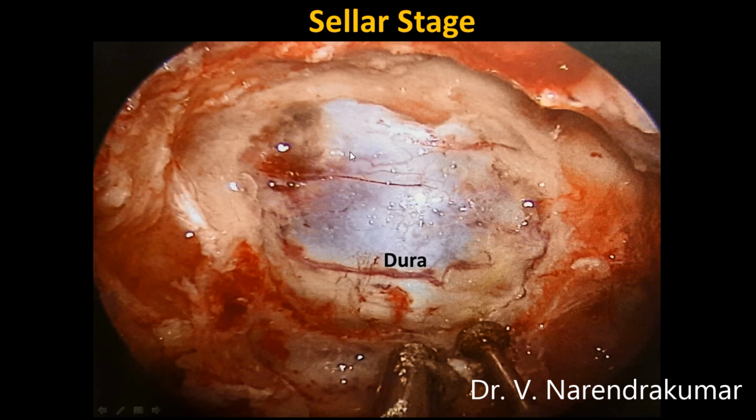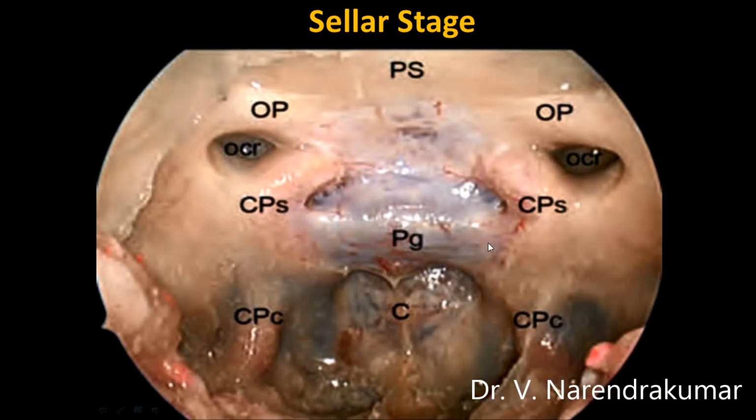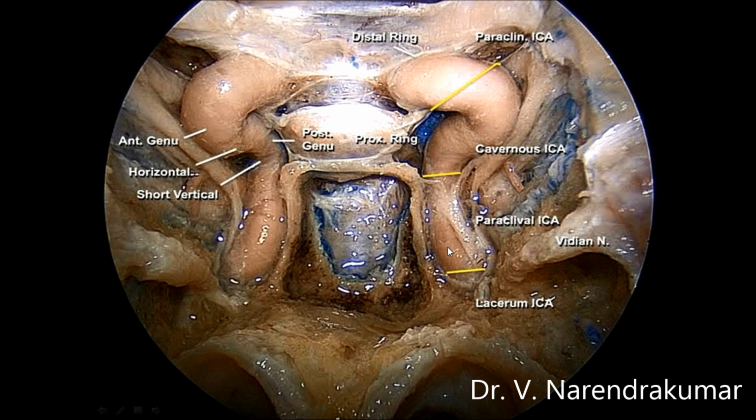Making an incision over the dura, you will enter into the intracranial structures. The dura over the sellar floor, tuberculum, sella, and planum sphenoidale is opened, showing the pituitary gland here. You can also reach the main suprasellar neurovascular structures. Moving to the carotids, this is the lacerum part of the internal carotid artery, the paraclival, as I said, this is the cavernous part, and the paraclinoid carotids.